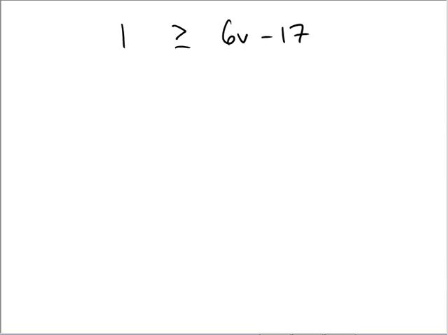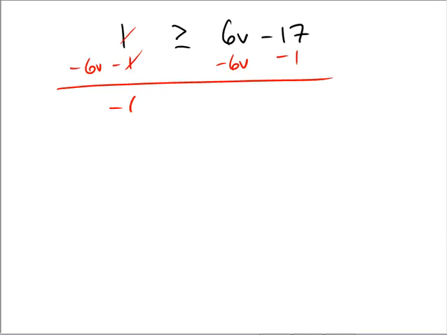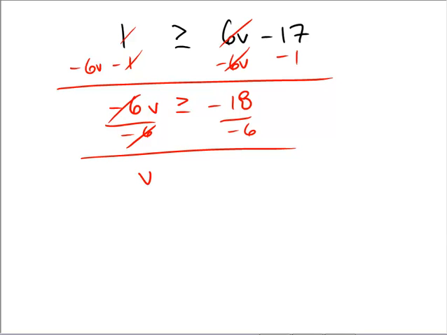Okay, assuming you took a moment out here and tried it on your own, subtract 6v from both sides and subtract 1. So that on the left we have negative 6v, and on the right, after cancellation and collecting like terms, we have negative 18. Divide by negative 6. V is less than or equal to positive 3. Don't forget, dividing or multiplying by a negative number on an inequality switches the direction of the inequality.